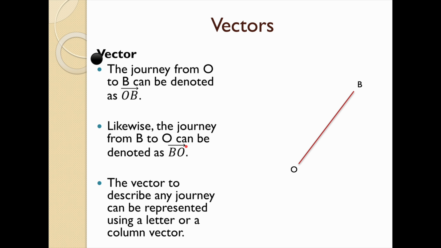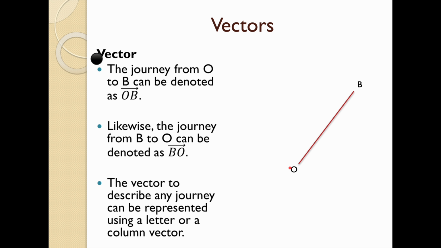Think of it like this. If these were two countries, and B was for Barbados and O was for Oman, going from Barbados to Oman is like going from B to O. Now, if you're going the other direction, we can call it OB. So if you're going from Oman to Barbados, it's OB.